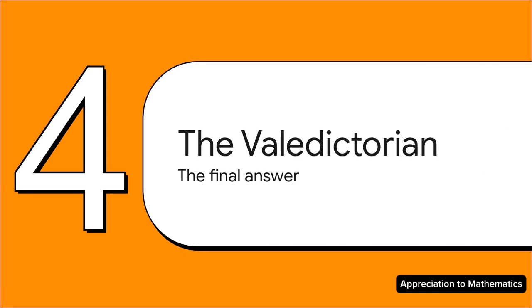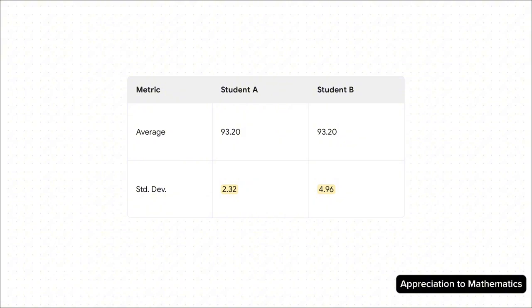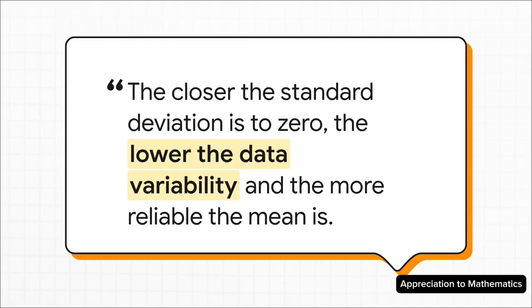Okay, so now that we know how to do the math, let's get back to our students and finally solve this thing. And wow, this table really says it all. Once we run the numbers for their grades, the real difference just jumps off the page. Student A has a standard deviation of 2.32, but student B, theirs is 4.96. That's more than double. The variation is huge. And this is the key point, right? A lower standard deviation means lower variability. And that makes the average, that 93.20 we started with, a much, much more reliable indicator of how they actually perform. For student A, that 93.20 is a true reflection of their consistent, steady work.